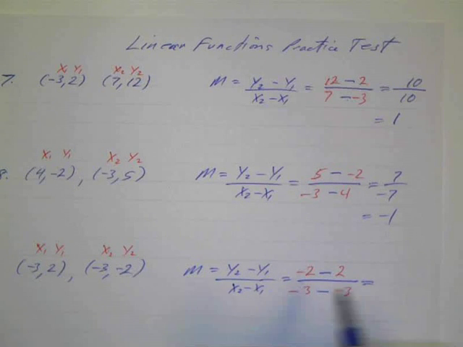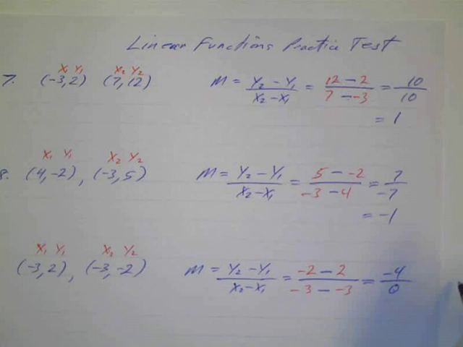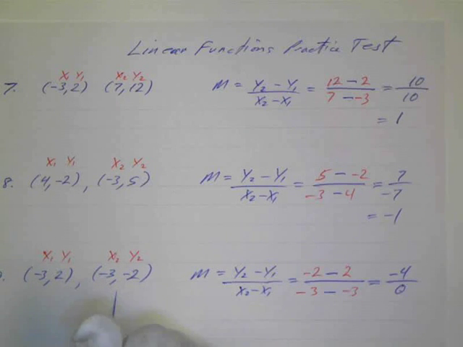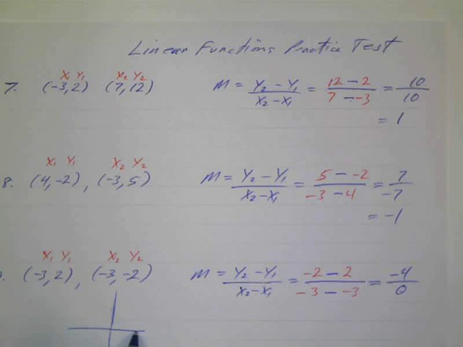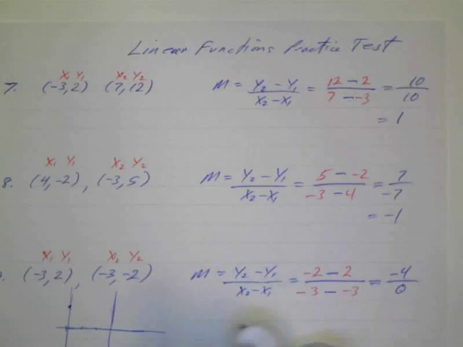And now we got all kinds of issues here. We've got 0. Well, I'm sorry, negative 4, pardon me. Negative 4 on the top. And negative 3 plus 3 is 0, so we have 0 in the denominator. That's undefined. Now, if you looked at this, it says that x is always negative 3, so if you kind of sketch this graph here, we've got negative 3 and 2, and we got negative 3 and negative 2. So that's just a vertical line. And again, the slope is undefined, so m is undefined.